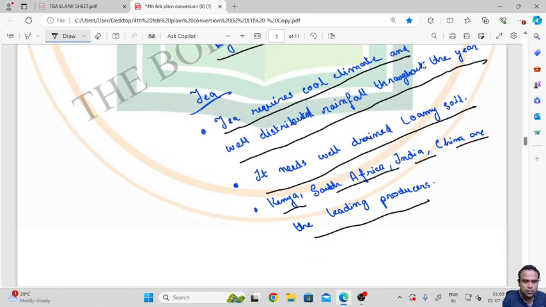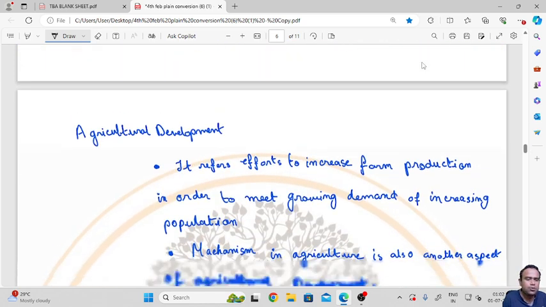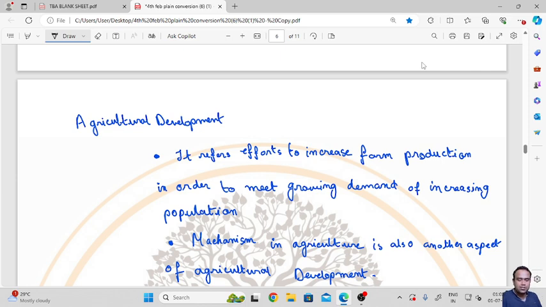Next, now we are going to discuss agricultural development. Development is happening each and everywhere and in each and every sector. So in the sector of agriculture also there are many developments that have occurred. Today we are going to understand what is agricultural development, why is it necessary, what is the benefit of it.